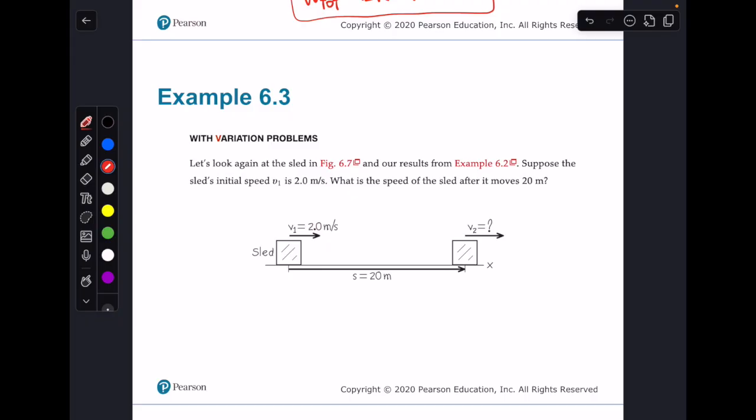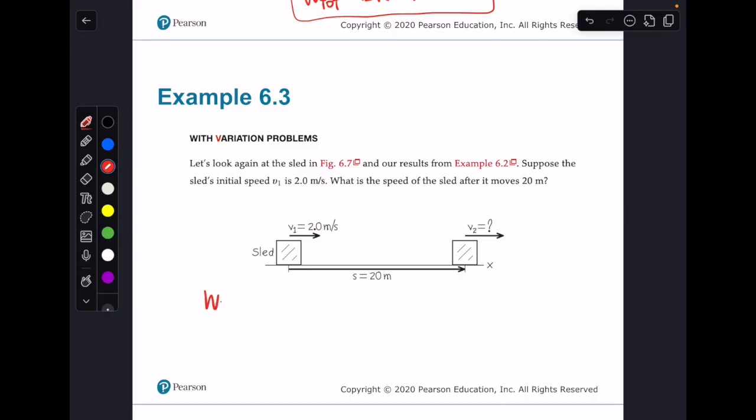So if we are told that the initial velocity of the sled attached to the tractor is 2 meters per second, and then once it's moved 20 meters, after the result of all those forces acting on it, the friction, the tractor, the weight, we can actually find the speed of the sled after it's moved.